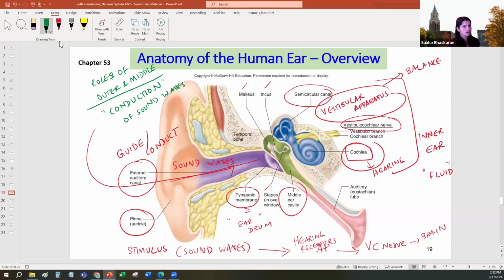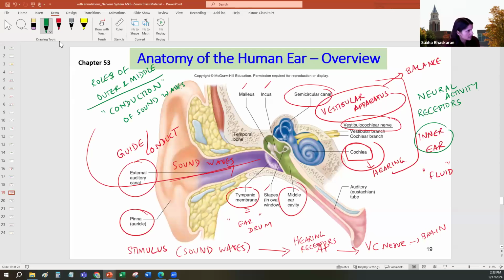Okay. But where are the receptors found? Inside the inner ear. So the inner ear has the receptors, which means this is where neural activity is going to happen, yes or no? Got it? So if there is damage to the cochlea, what activity is impaired?